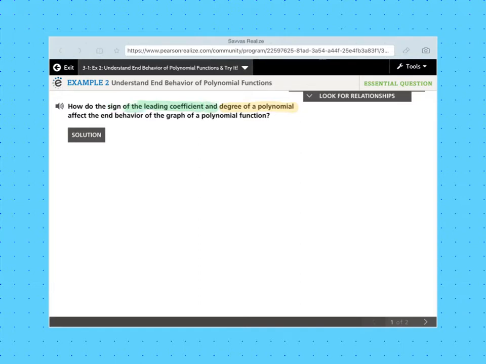So here are 4 different scenarios. Let's focus on the first one. If I have an odd degree, so a cubic function, raised to the 5th, raised to the 131st power, and so on and so forth. If the degree is odd and the leading coefficient is positive, what do you think is going to happen?